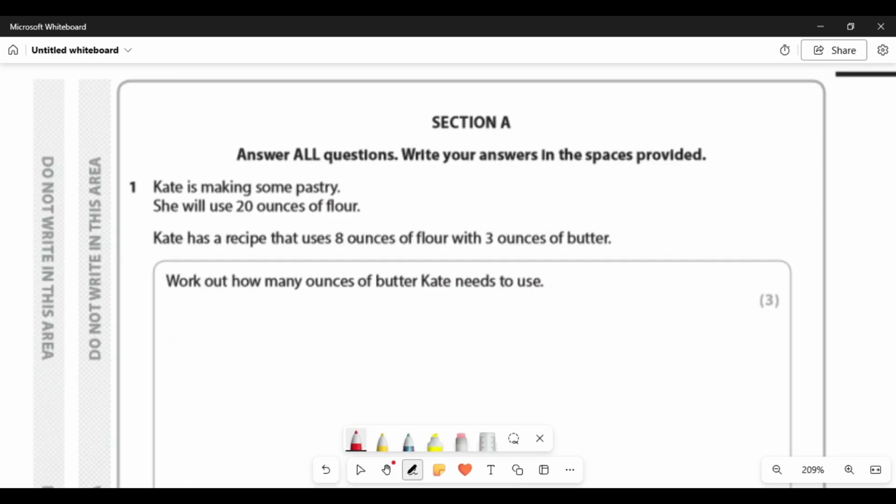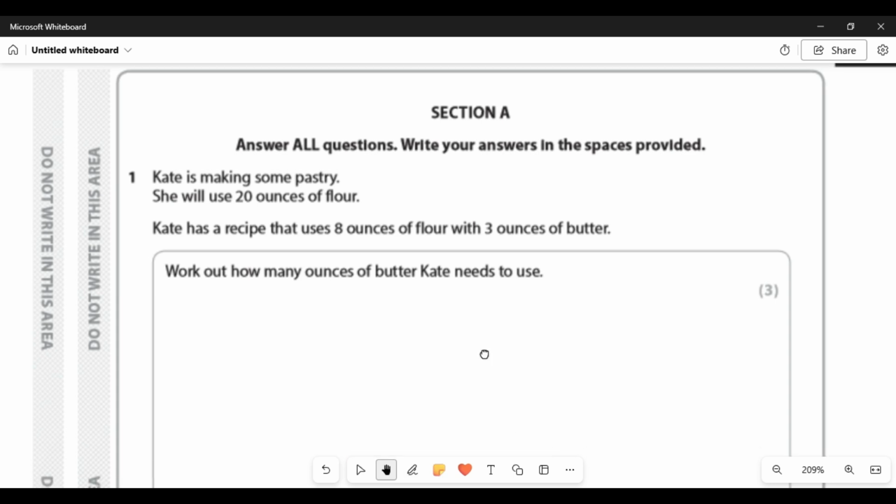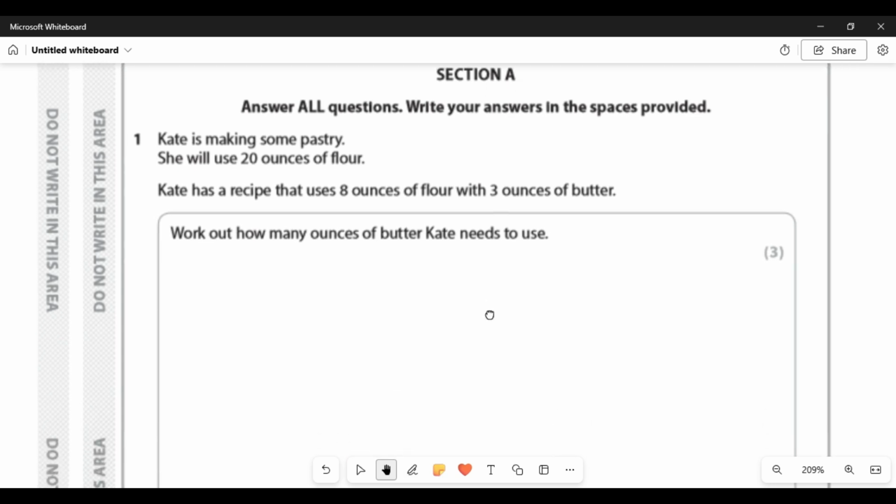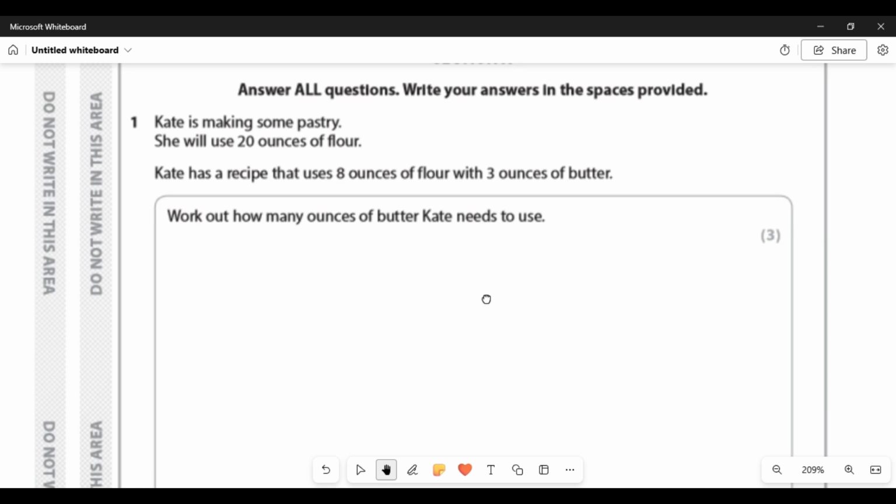Section A, Non-Calculator. Question 1. Kate is making some pastry. She will use 20 ounces of flour. Kate has a recipe that uses 8 ounces of flour with 3 ounces of butter. Work out how many ounces of butter Kate needs to use for 3 marks. So hopefully you've noticed this is definitely to do with ratio and proportion.